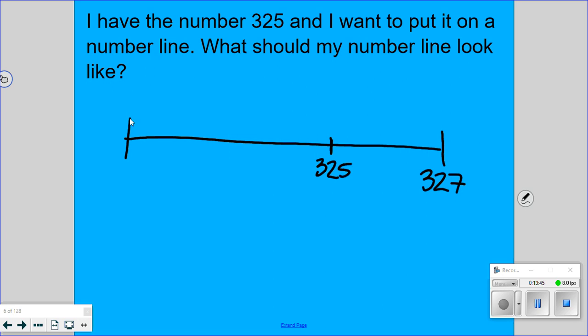Now, notice my number lines and your number lines have hard start and stop points. Are there numbers that go past 327? Yes. Are there numbers that are before 325? Yes. We're just zooming into only that section. But there are more numbers happening. We're just not looking at them because that would be way too many.